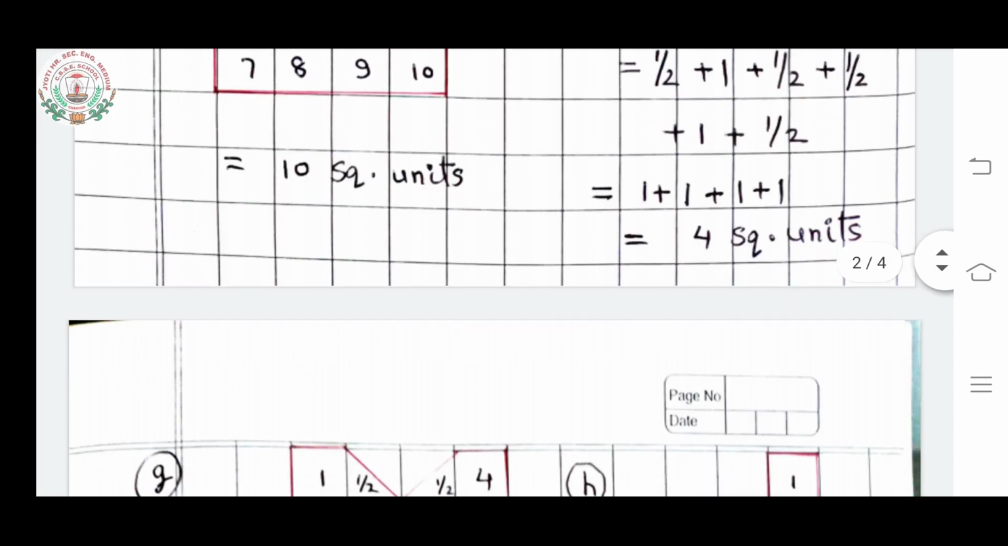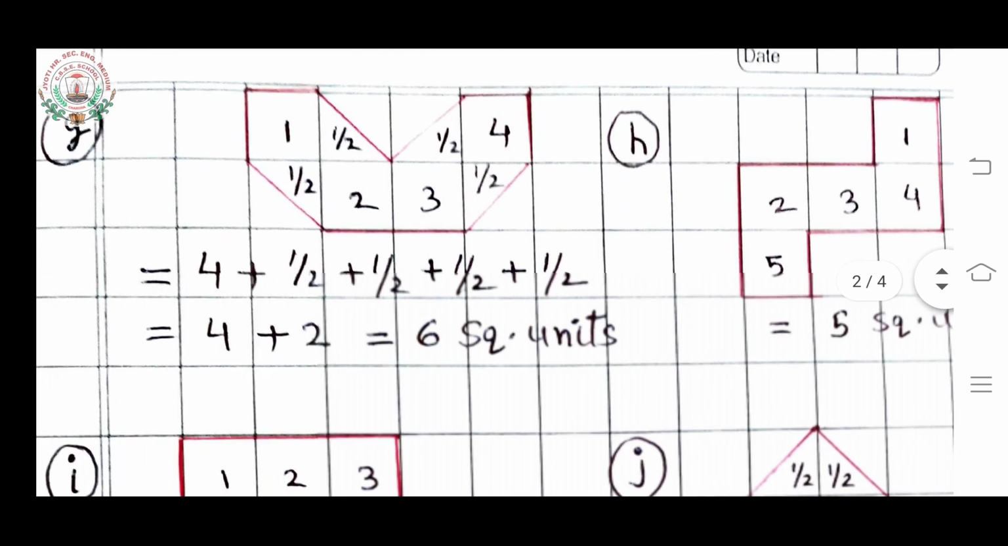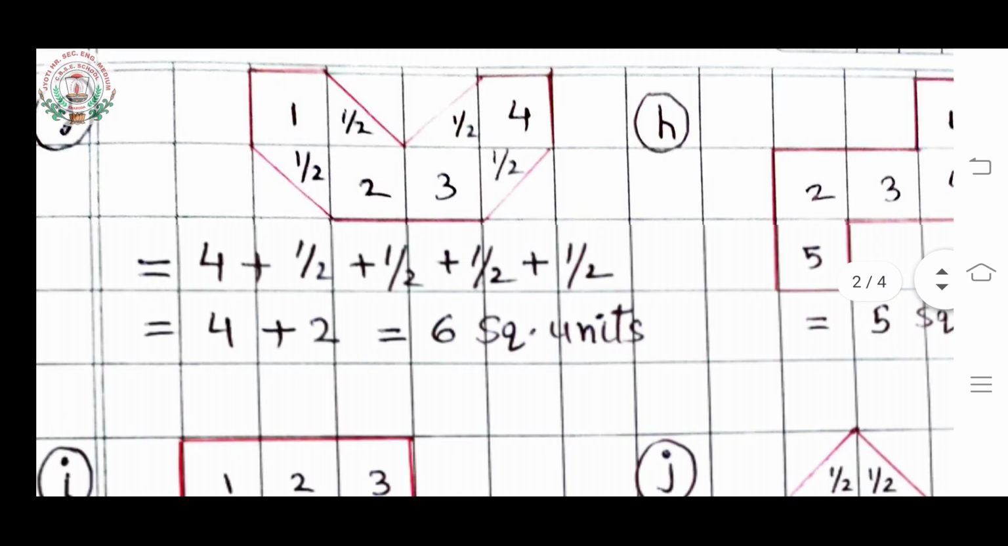Clear? Then coming to G part. G part also here you are going to count that half and half. That is 1 2 3 4. That is 4 complete blocks are here. 4 complete blocks. Then half and half you have to take 1 and half 1. So total how many halves? 4 halves. That means complete 2.